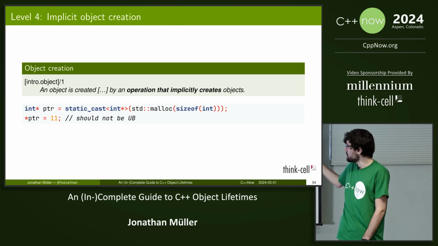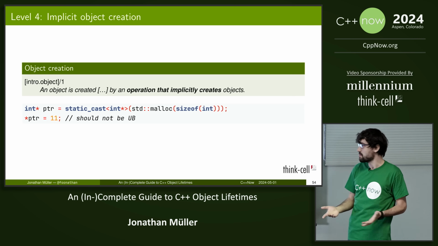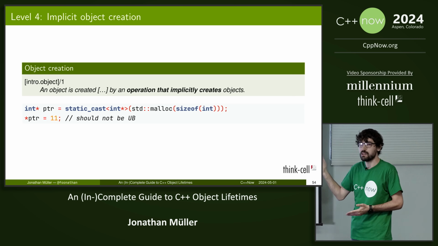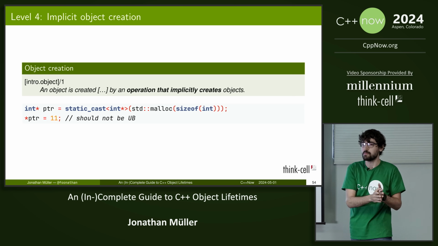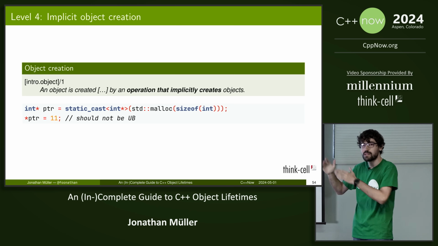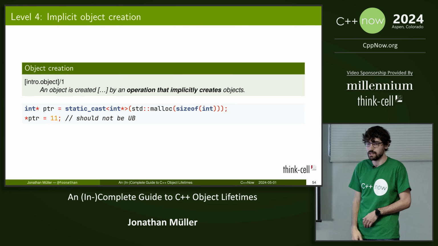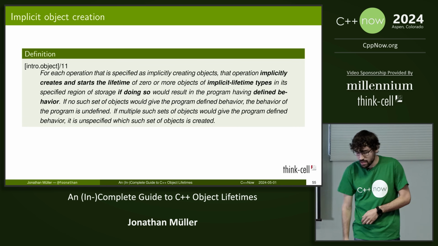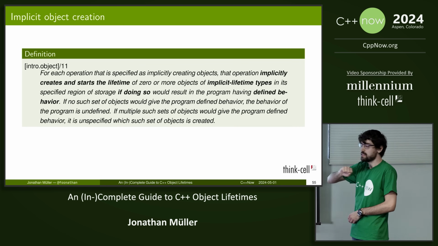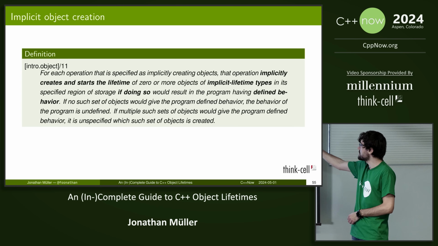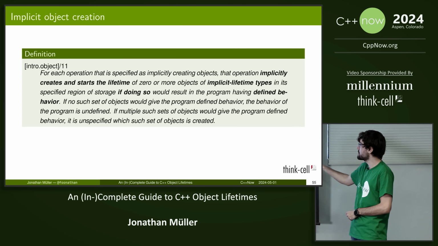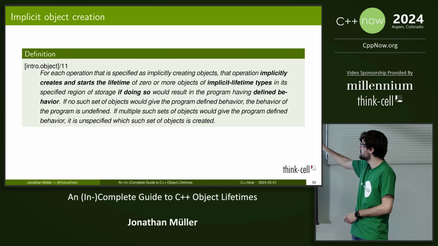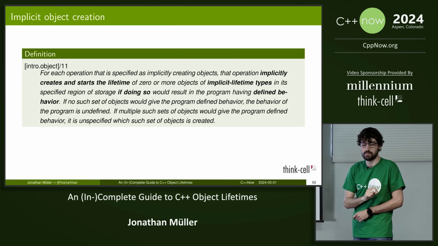So how do we make this code well-formed? Because we want to make it well-formed. For a very long time, this was undefined behavior, according to the standard. But nobody did anything about it because clearly this was intended to work, right? And then Richard Smith came and fixed it finally in C++20. So some operations are defined to implicitly create and start the lifetime of objects of implicit lifetime types if doing so would result in the program having defined behavior.